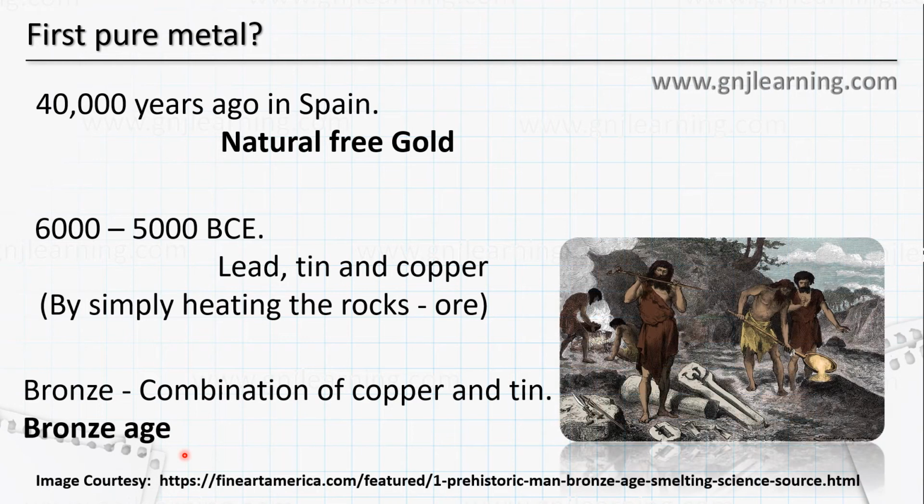So one of the pictures that I got from fineartamerica.com clearly shows how ancient humans synthesized, or extracted, this type of metals. They were just heating the rock ore, and the metals that have a lower melting point will come out of the ore first. So they will separate them, then again they will heat, then another metal comes out, they will separate. This is how they used to do that in the Bronze Age.